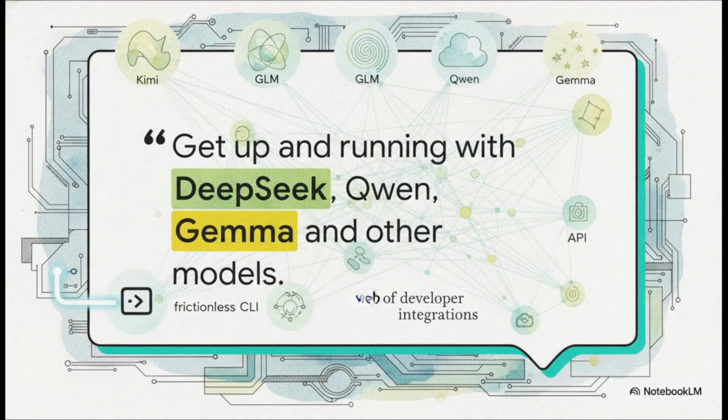So here's the absolute most crucial point. All of this architecture, the Go and C foundation, the frictionless CLI, that OpenAI-compatible API, the massive web of developer integrations, it all exists for one single powerful reason: to give you immediate, frictionless access to the most powerful open models in the world. Whether you want to test out Kimi, GLM, DeepSeek, Qwen, or Gemma, Ollama ensures that the software getting you there is never going to be the bottleneck.